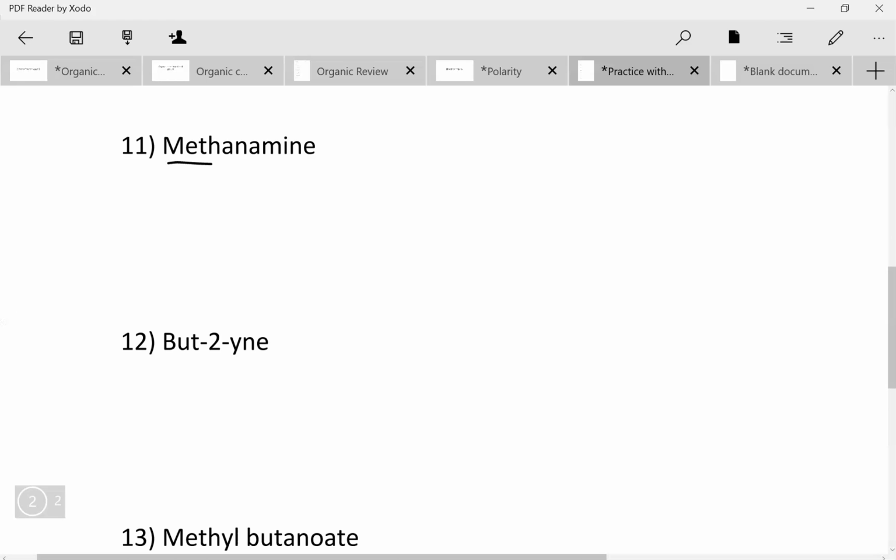Methanamine. Methane, again, amine, identify the functional group: it's an NH2. Methane stands for 1 carbon. Then you attach NH2. This has only 1 bond, so 3 hydrogens. That's methanamine.